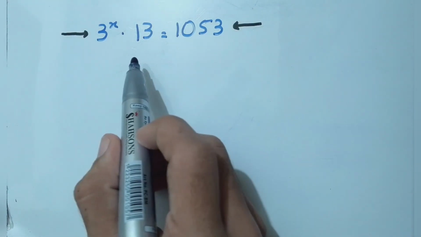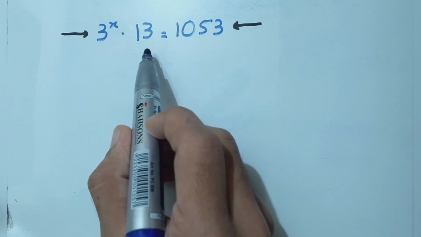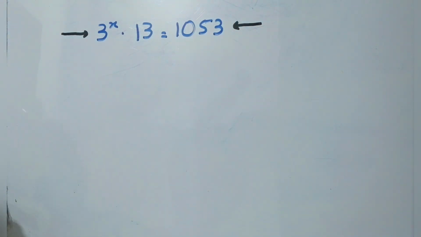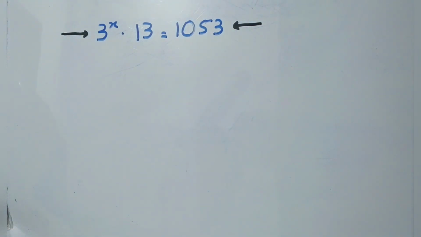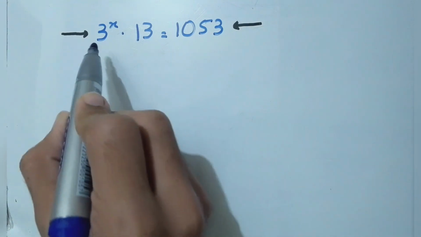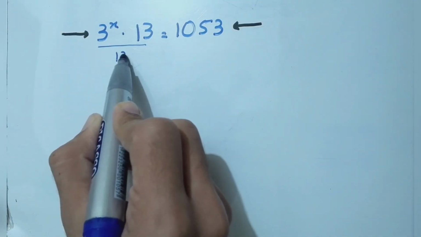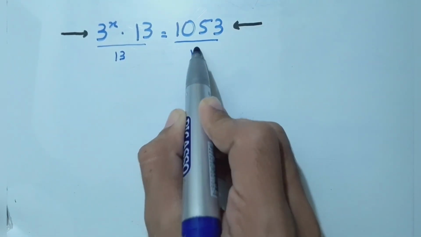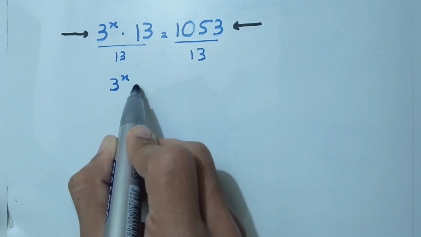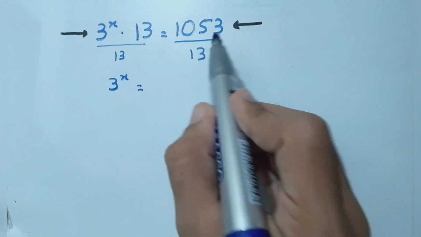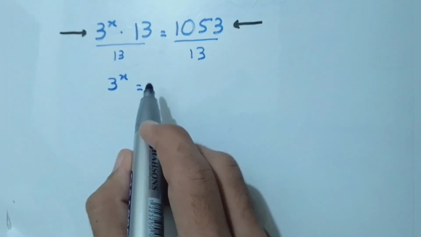Now you notice that 3 raised to power of x is multiplied by 13 here, and we have to isolate 3 raised to power of x in order to apply the next step. So we would divide both of the sides by 13. This is divided by 13 and this is also divided by 13. Hence on the left hand side we are only left with 3 raised to power of x, and on the right hand side when 1053 is divided by 13 we are left with 81.